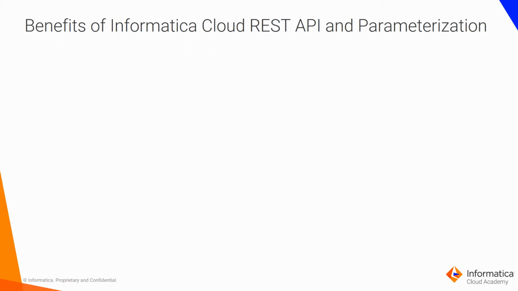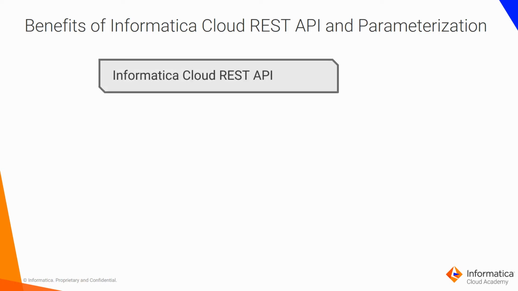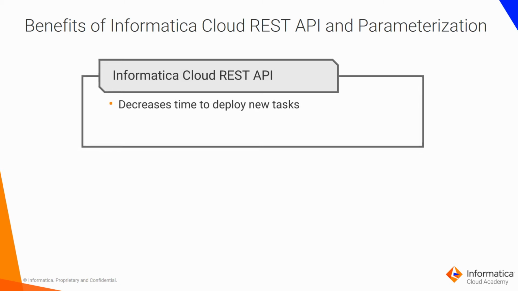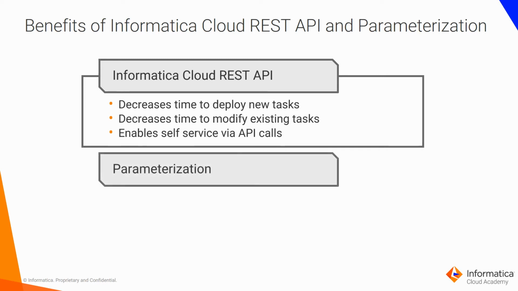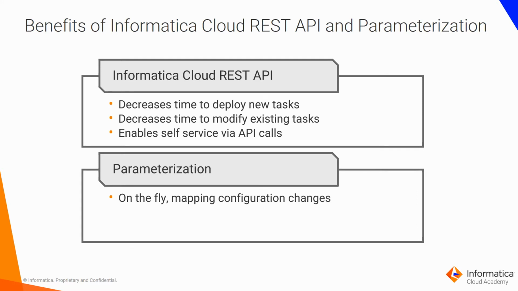Now we will see the benefits of using REST API and parameterization together. The advantages of using REST API are: it decreases time to deploy a new task. It also decreases time to modify the existing task. And it also enables self-service via web API calls. And the advantages of using parameterization are: using parameterization, we can make mapping configuration changes on the fly. Use of stored variables expands the capabilities of the mappings.